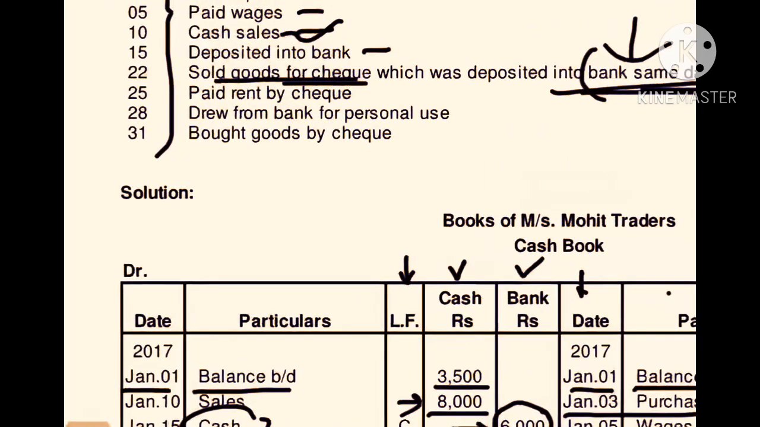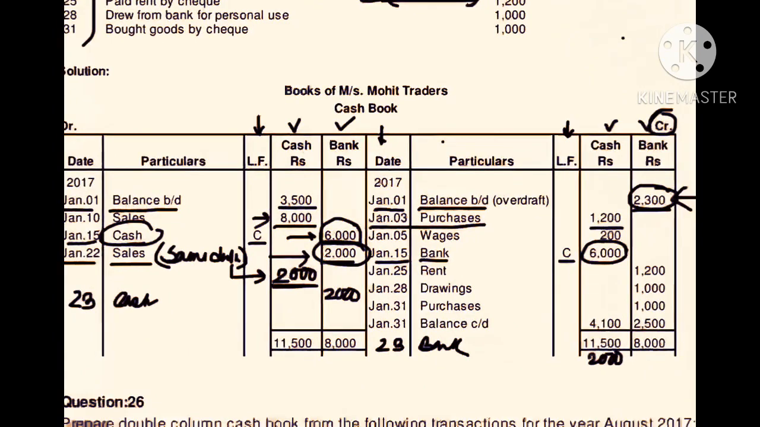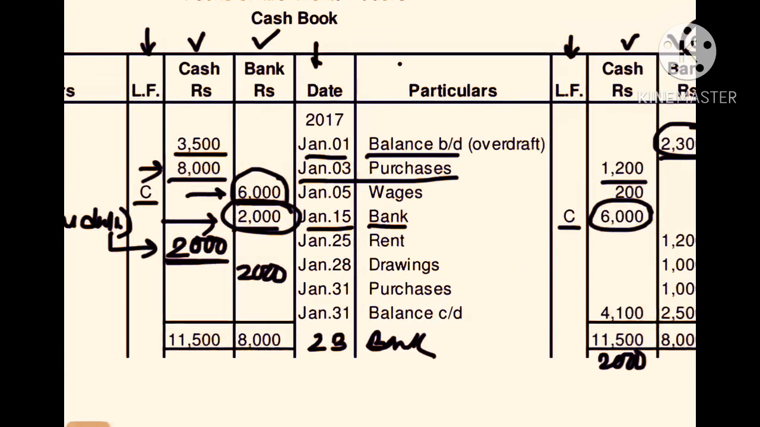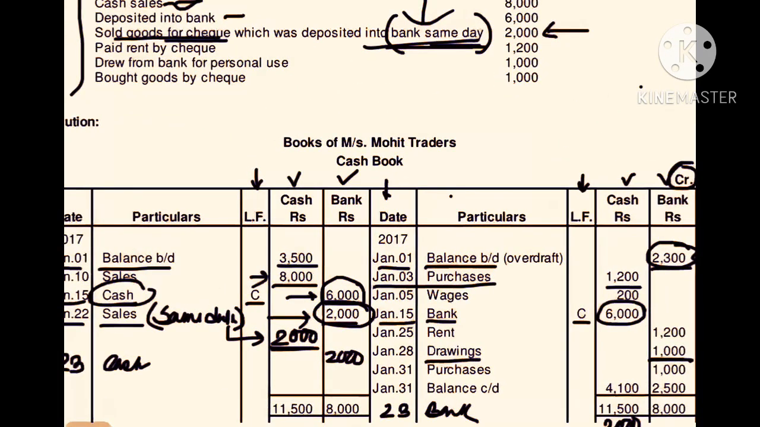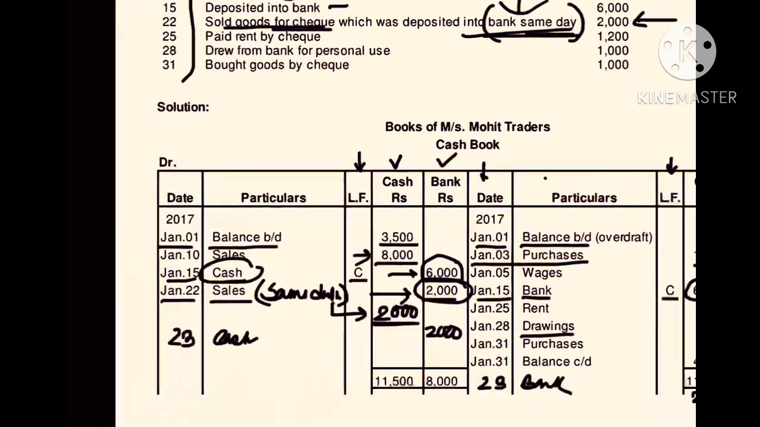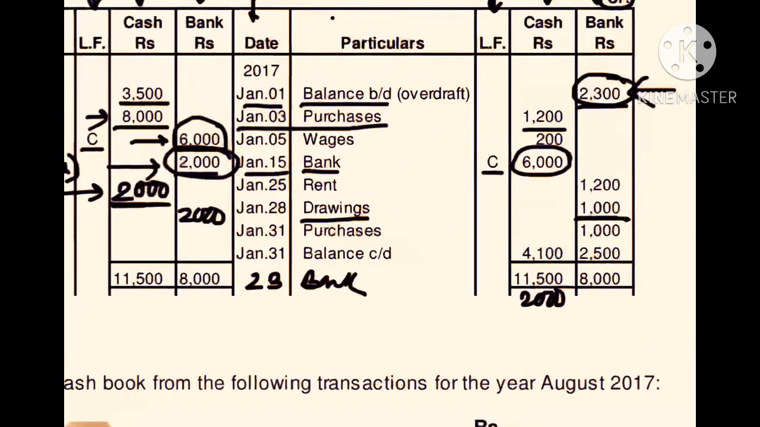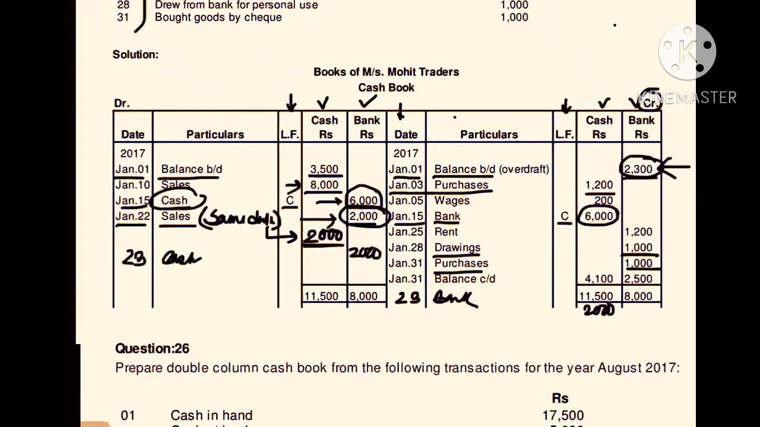Almost done. The last point, drawn from bank for personal use, you have to write it as drawings on the date, and you write the amount into the bank column, rupees 1,000 drawn from bank for personal use. And then bought goods by check rupees 1,000. Again, this is an expense, so it is purchases rupees 1,000. Now students, almost everything is done.